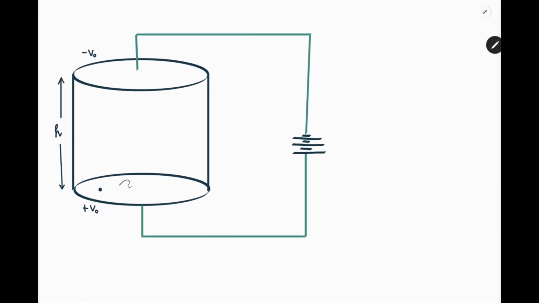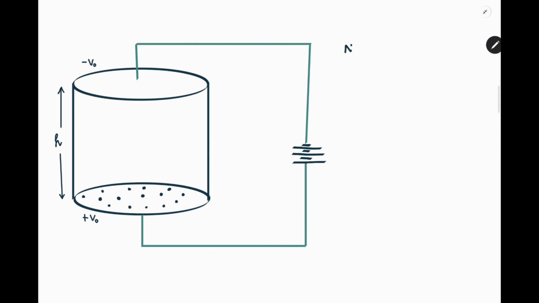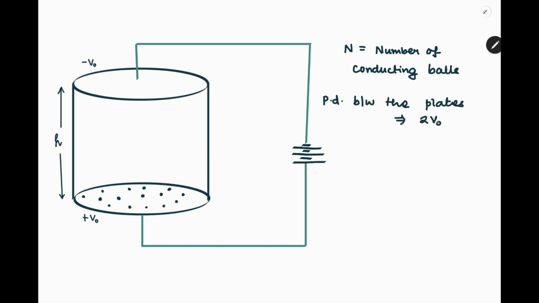Now at this surface we have a large number of spherical conducting balls which will become equipotential with the plate, as mentioned in the paragraph. Let capital N be the number of conducting balls, and this plate is at plus V0 and this one is at minus V0. So we can say that the potential difference between the plates is equal to 2V0.